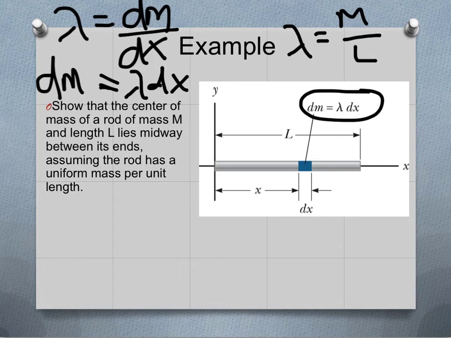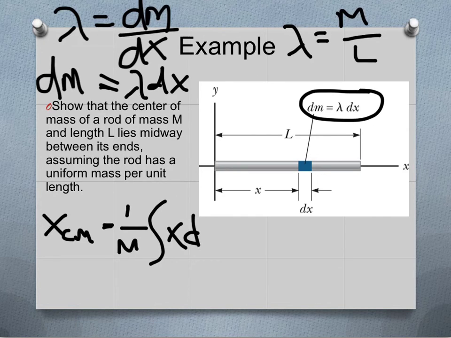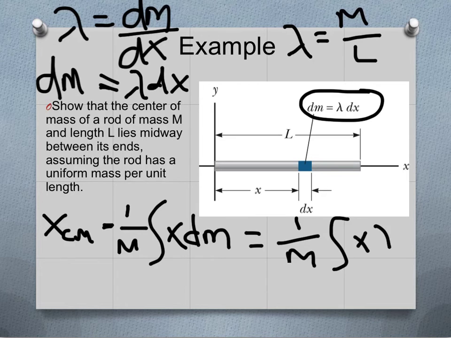Now, we know that our formula to find center of mass, and this is pretty much all in the x direction, so we can think about center of mass in the x direction is equal to 1 over the total mass times the integral of x dm. Okay, we know that dm is actually equal to something else, so let's plug that in. That's also equivalent to 1 over M times the integral of x times lambda dx.